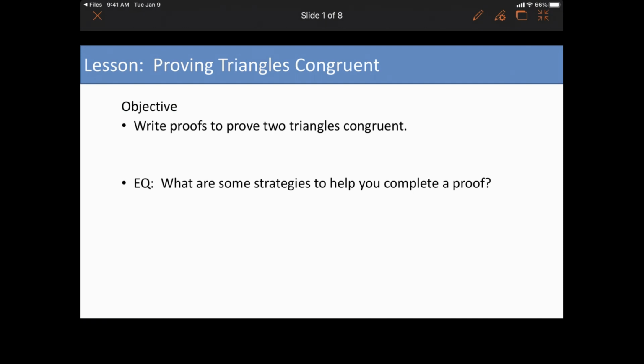Hello, this lesson is about proving triangles congruent. So we now have our 5 shortcuts to prove 2 triangles congruent. So we're going to use them to actually write a proof.